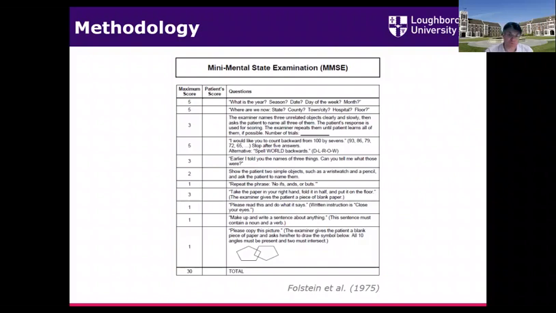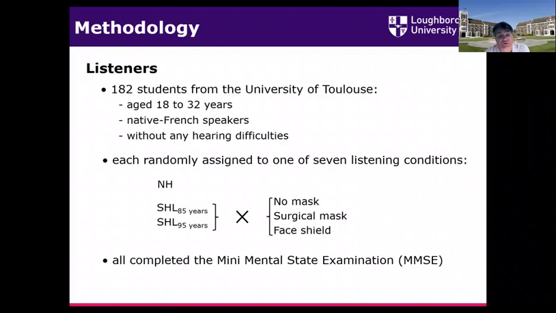To test the hypothesis that hearing loss also impacts performance on such general cognitive screens, the entire MMSE, that is instructions and the auditory test items, were recorded and presented to 182 young normal hearing university students who were all screened for normal cognition. Participants were randomly assigned to one of seven listening conditions: the normal hearing condition, in which the stimuli were not processed, and two simulated hearing loss conditions, one for an 85-year-old and one for a 95-year-old. Within these two simulated hearing loss conditions, we explored the additional effects of wearing a face cover. In one condition we didn't do any extra processing, and this was the no mask condition. And in two other conditions, we added additional attenuation.